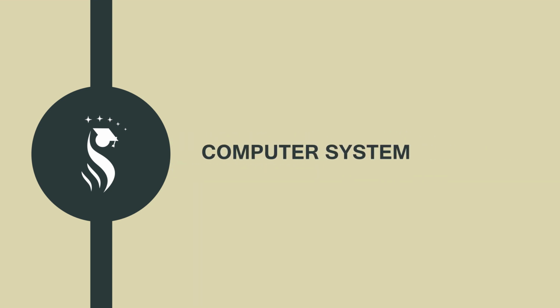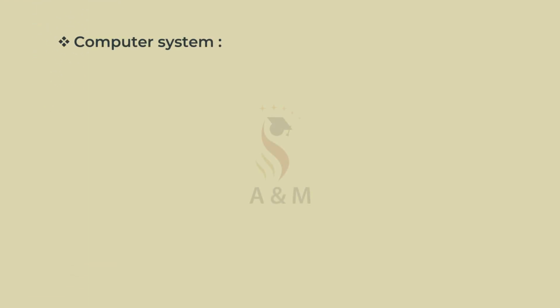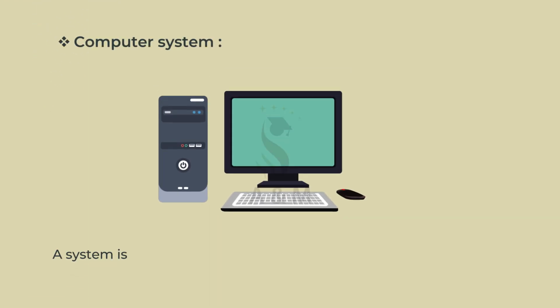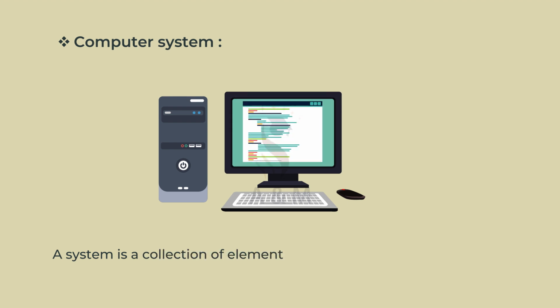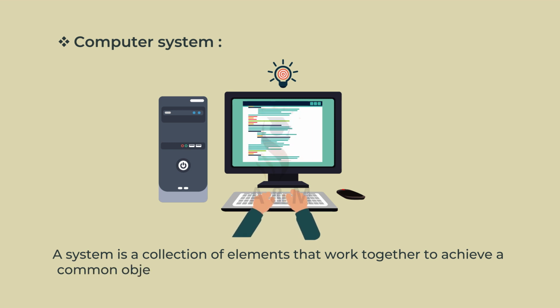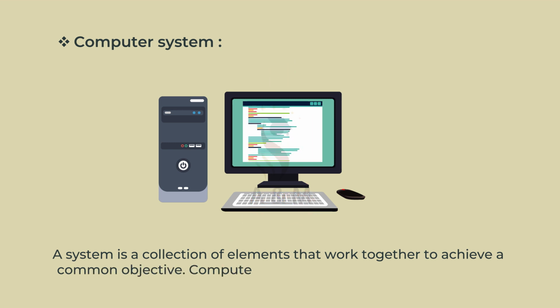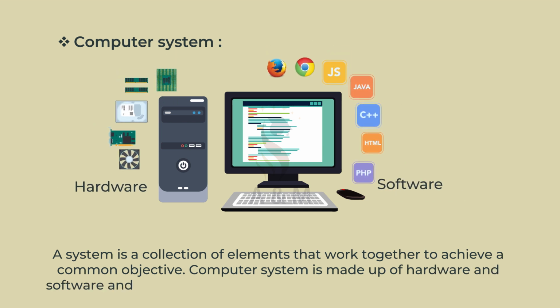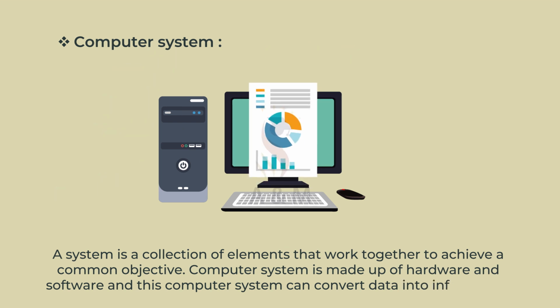Today, in this session, we are going to discuss the topic computer system. What is a computer system? A system is a collection of elements that work together to achieve a common objective. A computer system is made up of hardware and software, and this computer system can convert data into information.